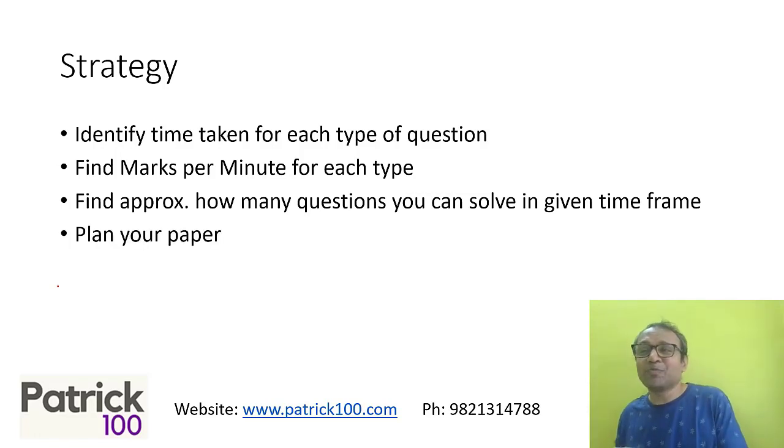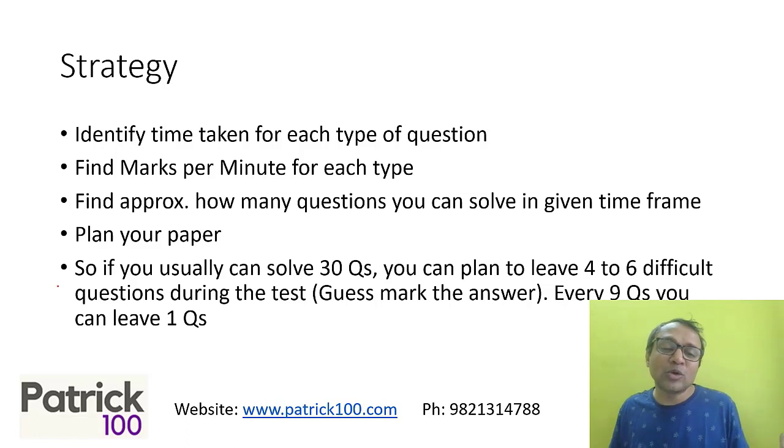So let's say I'm planning to solve 30 questions in the paper. You will be leaving around 4 to 6 difficult questions. If I'm going to leave 4 to 6 difficult questions, that means after every 9 questions I can leave 1 question. If I'm solving 9 questions, 1 difficult question I can leave. That's a tentative mark. So if you certainly get a difficult question, you leave.